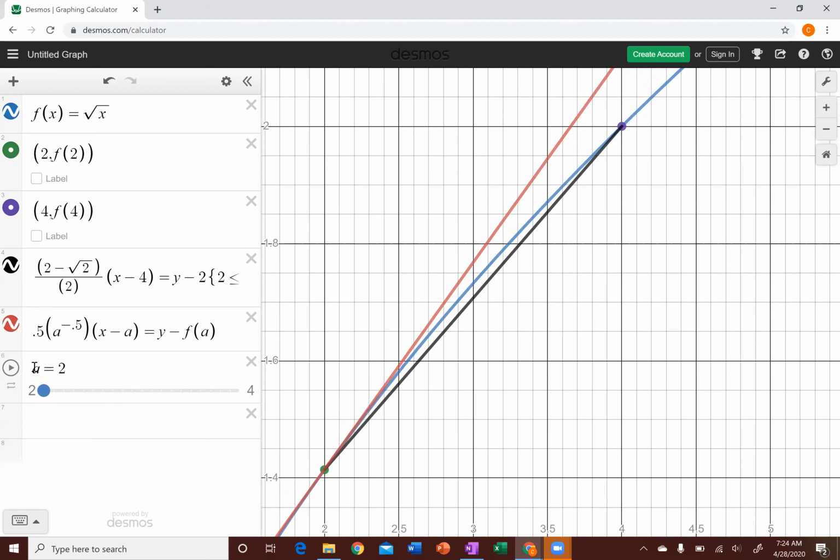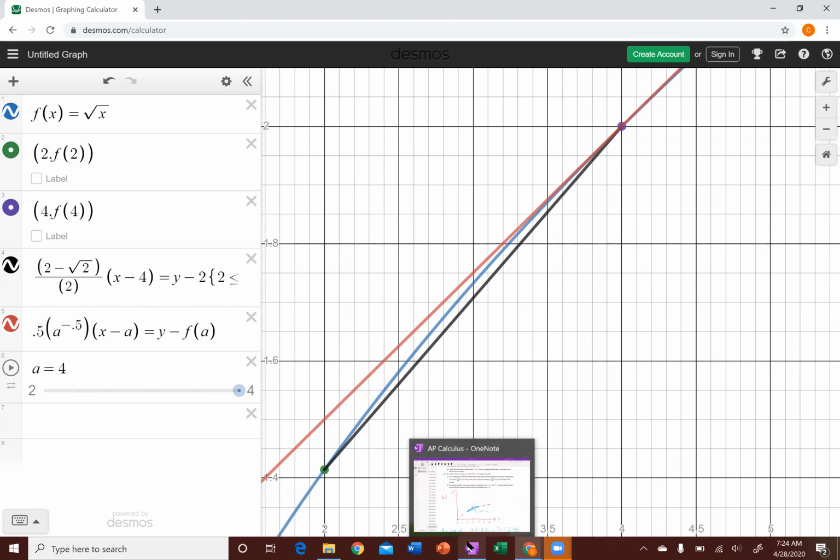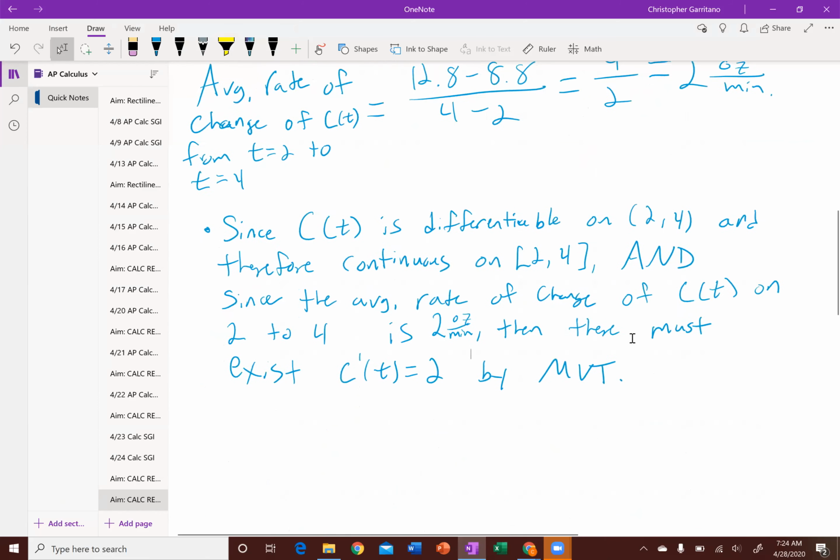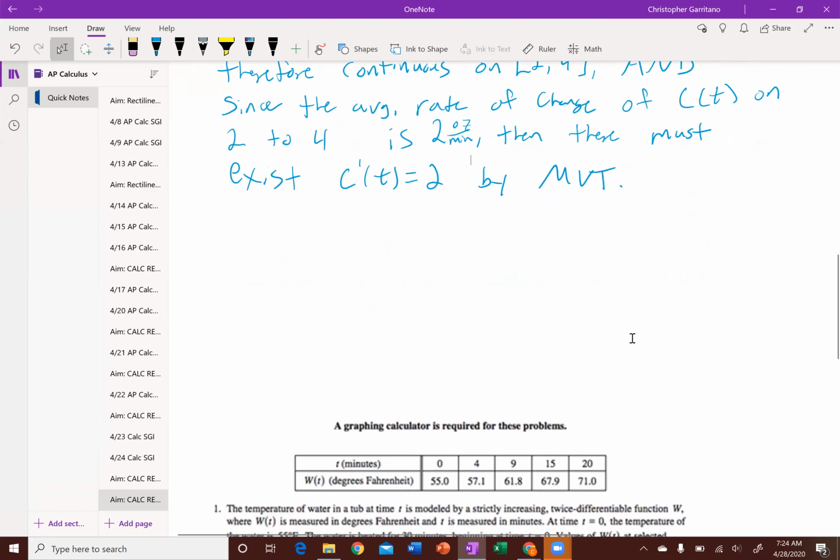But the mean value theorem guarantees us that there does exist some point where the tangent line and the secant line have the same slope. All right, so this is just sort of a visual illustration of that. Okay, hopefully that helped a little bit. All right. So anyway, that's the mean value theorem.